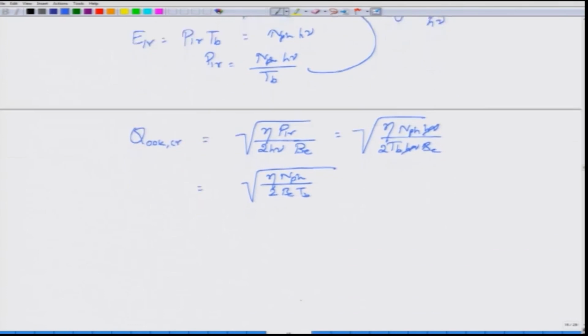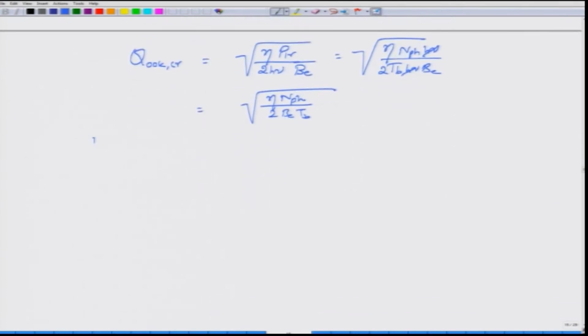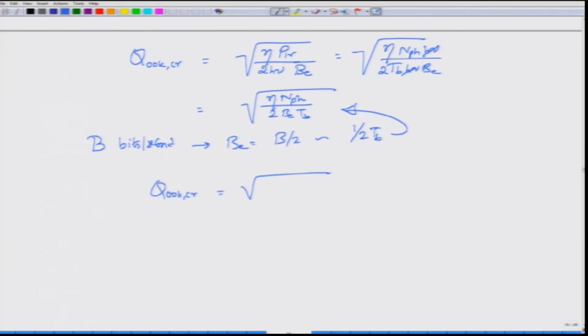If you are using Nyquist pulse shaping, then to transmit signals at a rate of B bits per second, okay, you need a bandwidth of about B by 2 or 1 by 2 TB. Assuming Nyquist pulse shaping, this is the bandwidth that you require. So you can substitute BE as 1 by 2 TB in this expression and see that the denominator simply cancels out, or becomes equal to 1. So the Q factor for on-off keying with the coherent receiver is given by square root of eta times the number of photons that you are receiving when you have transmitted a bit 1.